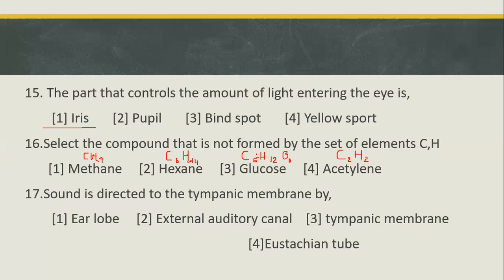Select the compound that is not formed by the set of elements carbon and hydrogen, C and H. So methane CH4, hexane C6H14, acetylene C2H2, glucose, there is oxygen. So the answer is glucose.